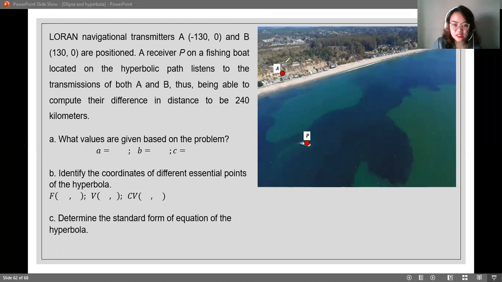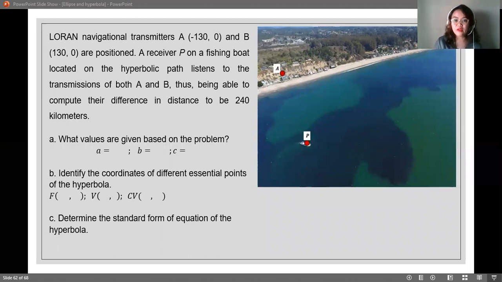The questions are: what values are given based on the problem? What will be the values of a, b, and c? And then letter B, identify the coordinates of the different essential points of the hyperbola, such as the foci, vertices, and co-vertices. And lastly, determine the standard form of equation of the hyperbola.